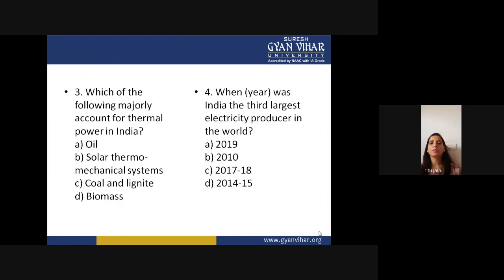Next question is, which of the following majorly accounts for thermal power in India? So basically we use coal in thermal power plants. We can also use oil, but in a larger amount, or a major amount, we use coal. First option is oil. Second is solar thermal mechanism system. Third is coal and lignite, and fourth is biomass. So the right option for this question is coal and lignite. So the majority account for thermal power plants in India is coal and lignite. Next question is, when was India the third largest electricity producer in the world? It was in 2014 and 15, when India was the third largest electricity producer in the world.